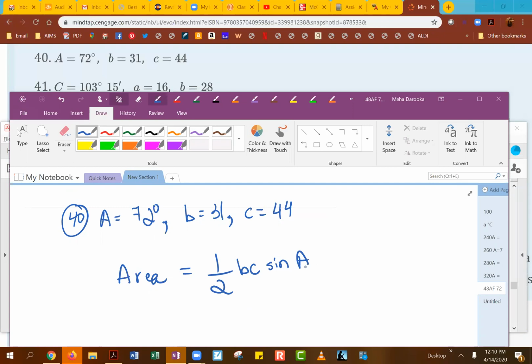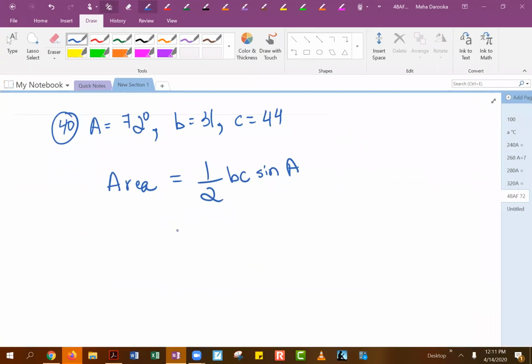If they give you angle B, then you will have sides A and C. If they give you angle C, then you will have sides A and B. So it's always going to be all three of those letters in there, but whatever is the angle, the sides will be the other two. It's a neat way to remember what formula you need to use. Okay, so plug your numbers in and let me see what answer you come up with.